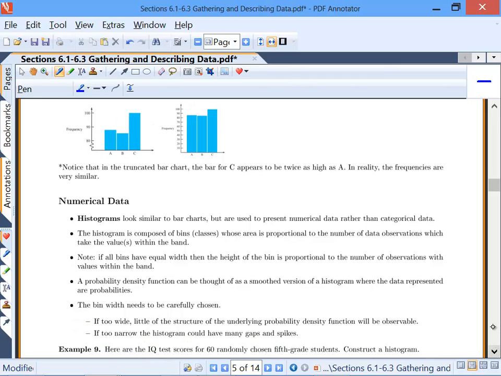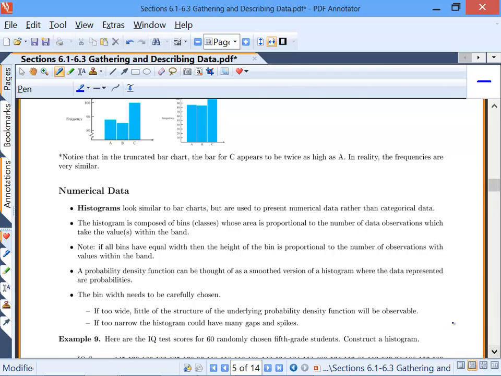What we do for a histogram is, because our data isn't already in categories, we need to artificially create categories, which we call our bins or classes, depending on which software you use. When you create these bins, or classes, you make the area of each rectangle proportional to the number of observations in that category. If all of your bins have equal width, then instead of worrying about the area of the bar, you can just look at the height of each bar and make it proportional.